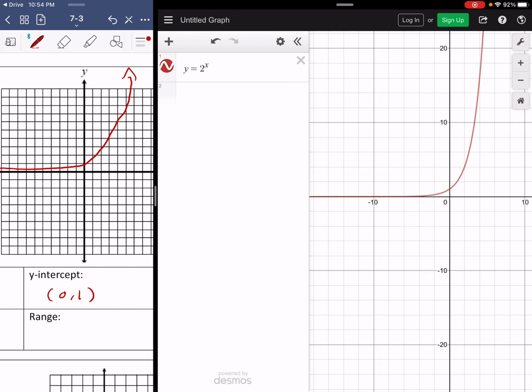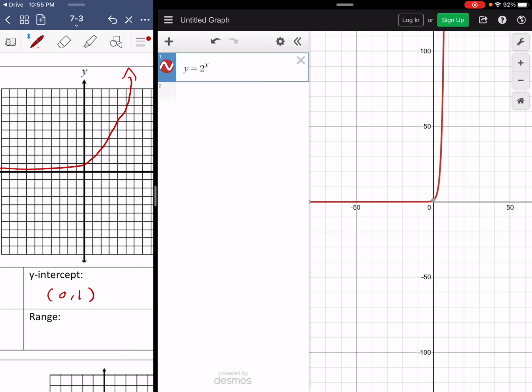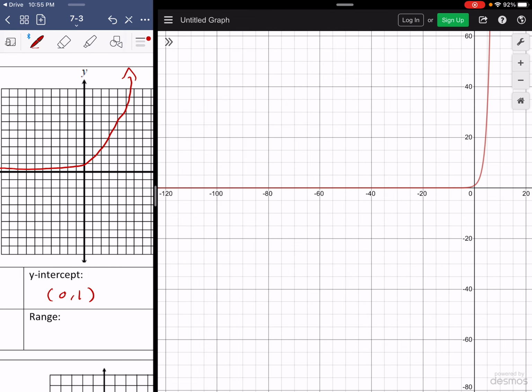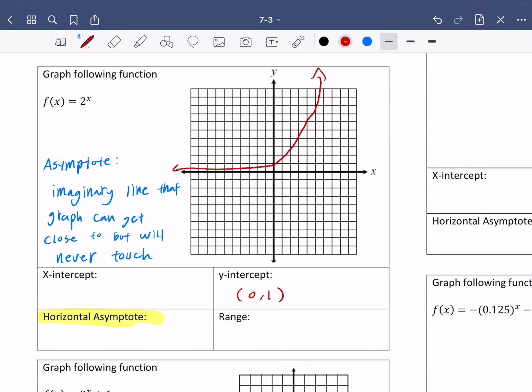But the x-intercept, not really. Can you see any point here for the x-intercept on this x-axis? No, because as you can see, this line will get really close to the x-axis, but it will never touch. Since this graph will never touch here, it will never cross this point. There's no x-intercept, so this does not exist. Then what is the asymptote? Horizontal asymptote, because it's a horizontal line. This is going to be our asymptote in this graph.